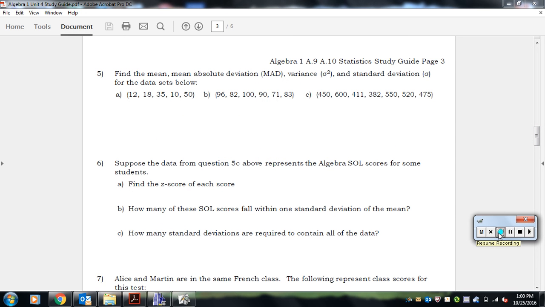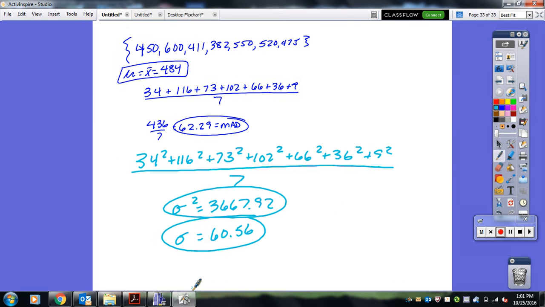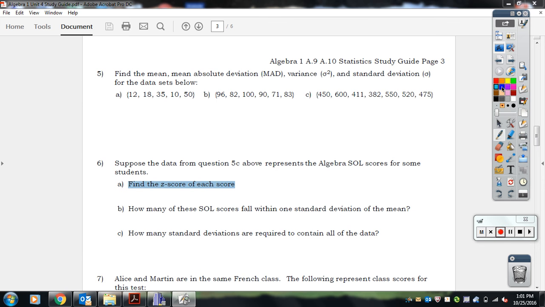Now, if you look at 6, it requires you to use 5C for some of our answers. So let's take some of my values from 5C, because I need some of that to solve 6. It says, suppose the data represents the SOL scores for some students. Find the z-score for each of these scores above. In order to do the z-score, we know that z equals x minus mu all over sigma.